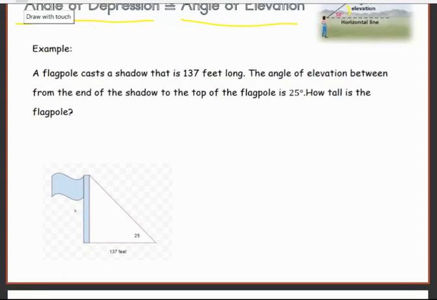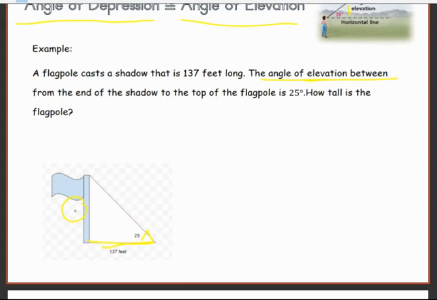So here's my flagpole. My shadow's on the bottom. Now that 25 degrees is that angle of elevation. So here's my angle of elevation inside my picture because it's going upward. And it's telling me that we need to know the height of the flagpole. So you see I have X on my diagram and the shadow is on the bottom. So we're going to label our picture.